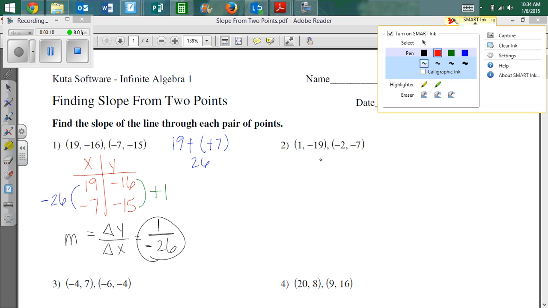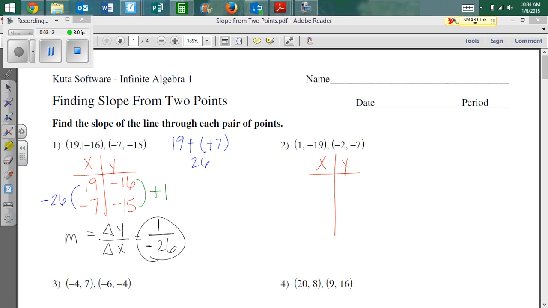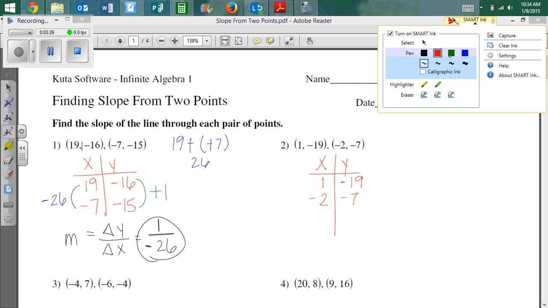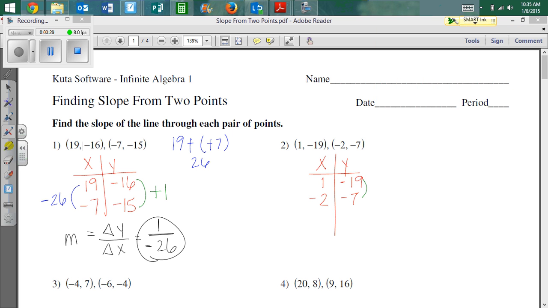Now, if we are looking at number 2, this is the second problem on your page. Let's make an x y chart again. So we have x, y. My first point is 1, negative 19, so I'm going to write 1, negative 19. My second point is negative 2, negative 7. Again, same as we did yesterday, we're going to calculate the change in our y values. So from negative 19 to negative 7 on the number line, we need to count how many spaces that is in between. And negative 7 is larger, so this is going to be plus. Negative 19 to negative 7 would be plus how many spaces? 12. Should be plus 12.